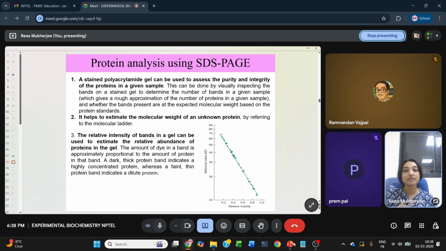Okay, and the relative intensity of the bands. One band is thicker, the other one is thinner, so that can tell you whether one has more protein and the other has less protein. Okay, estimate the relative abundance of proteins in that gel. The amount of dye in a band is approximately proportional to the amount of protein in that band. A thick dark protein band indicates a highly concentrated protein, whereas a faint thin band indicates a dilute protein.